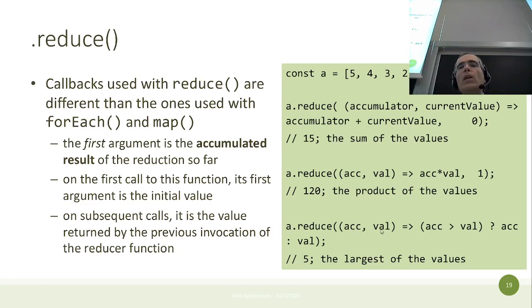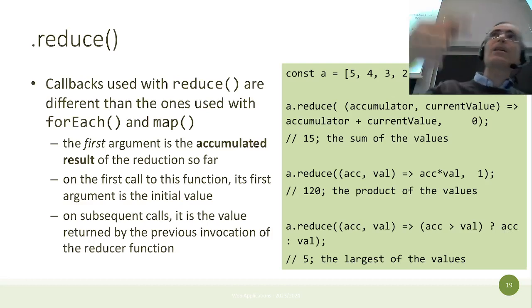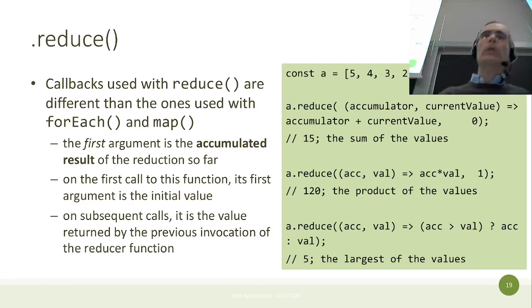So you get this accumulator and current value. If the accumulator is greater than the current value, the accumulator is still the maximum. And that's what we return to the reduce to use it as the accumulator in the next iteration on the array, in the next call to our callback. Or we return val, so the value, because the value is greater than the accumulator, so it's a new maximum. And in the end, in the accumulator, there will be the maximum. And in the end, the reduce returns the value of the accumulator. Okay?